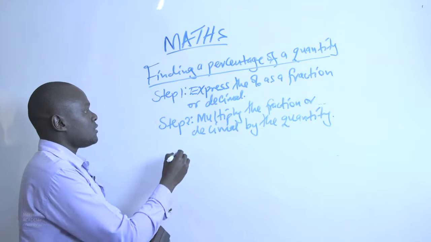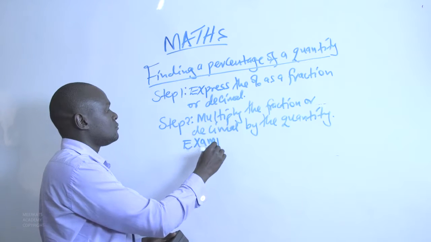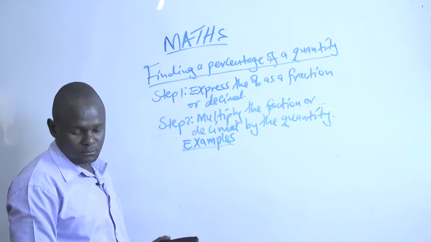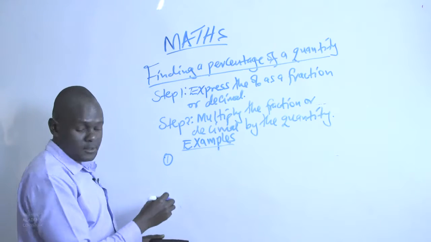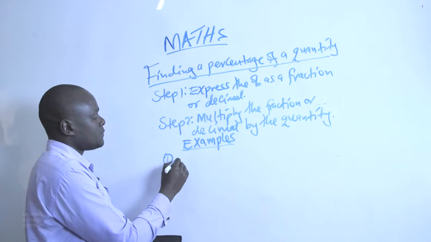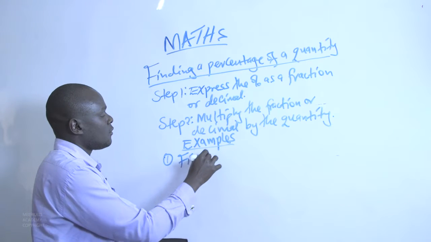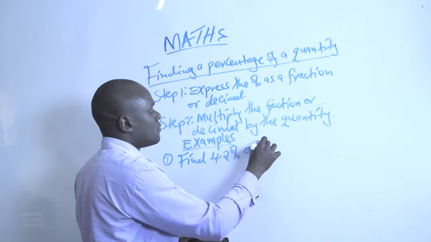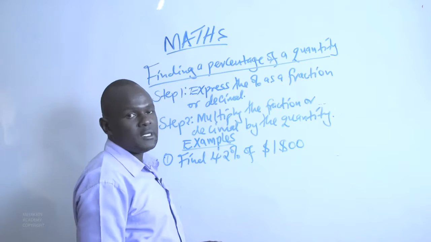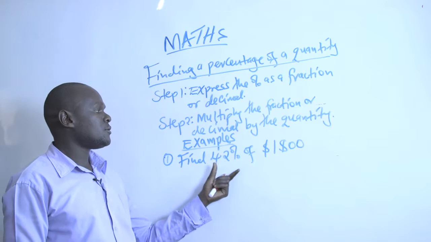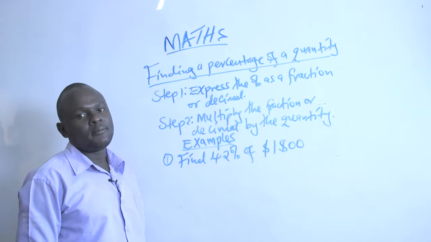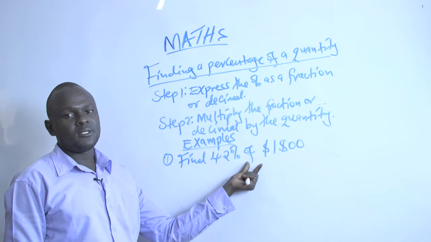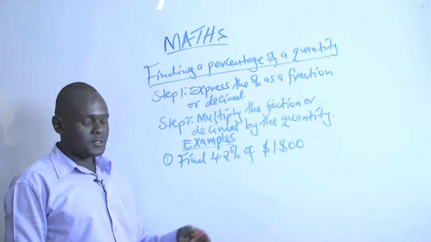We will demonstrate this using examples. And our first example is for us to find 42% of 1,800 pounds. 42% of 1,800 pounds. And it is important to note that this particular word of simply means multiplication.